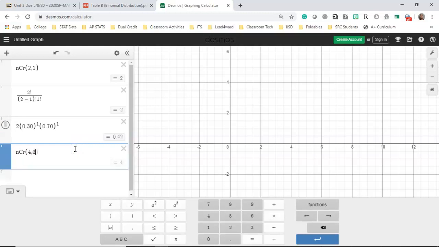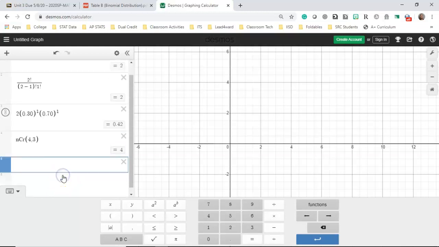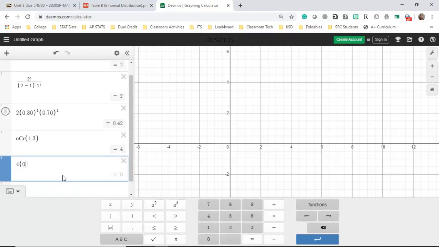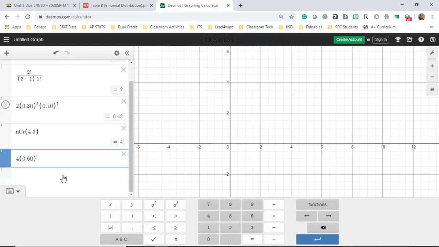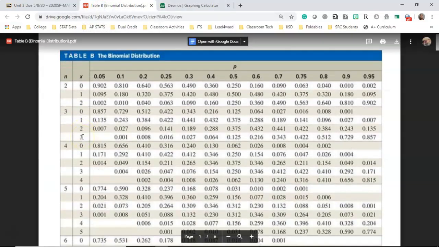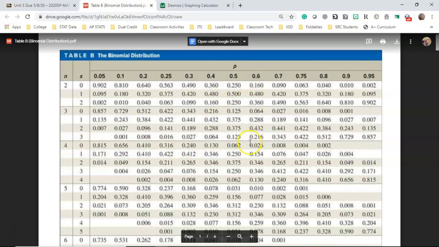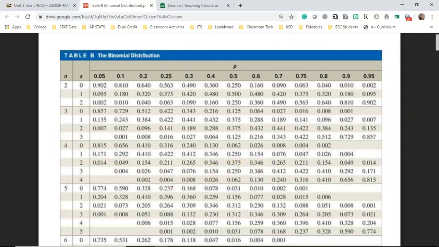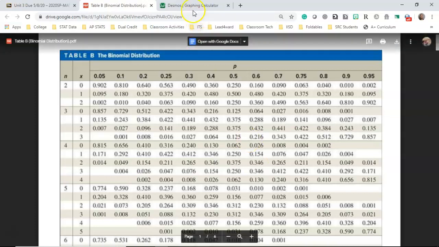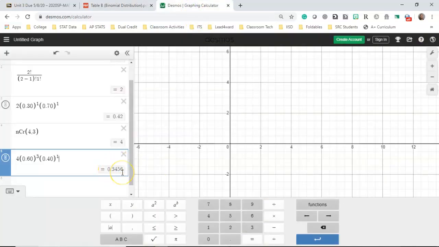nCr, 4 choose 3, so that's 4 outcomes. 4 times 0.60 raised to the third power, and 0.40 raised to the first power. And essentially it's the same value that we found before. So if I go back to the table, which is 4 trials, 3 successes, go over to 0.6. So notice this value is rounded. Every value in the table is to the 3rd decimal place. And if I look back at Desmos, it gives me 4 decimal places. So if we round it, it gives us the same value, 0.346.